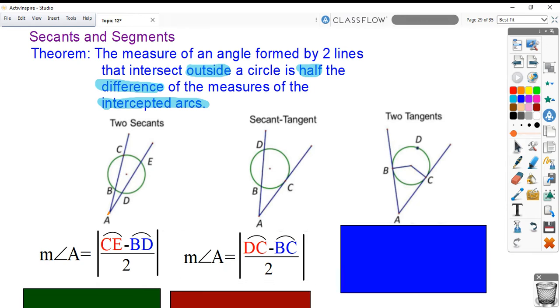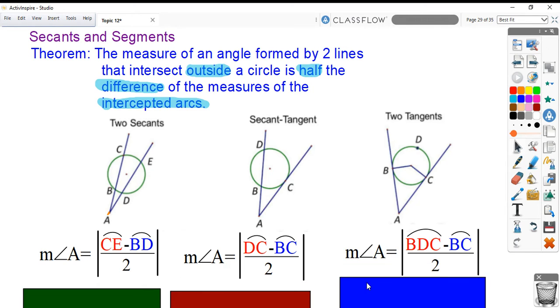Arc DC minus arc BC, divided by 2. Arc BDC minus arc BC, okay? So this can be done with secant lines, tangent lines, or a combination of those two things. All we're concerned about is finding the difference and dividing by 2. That's what's going on here. Find the difference, cut it in half, okay?